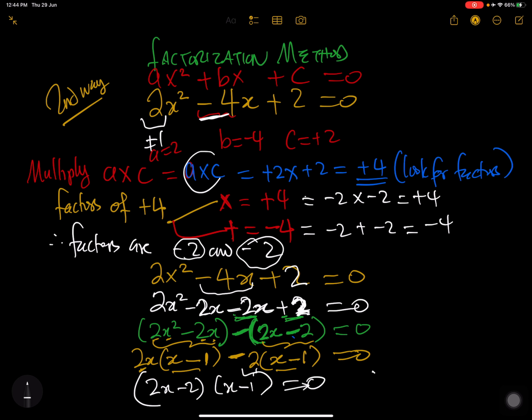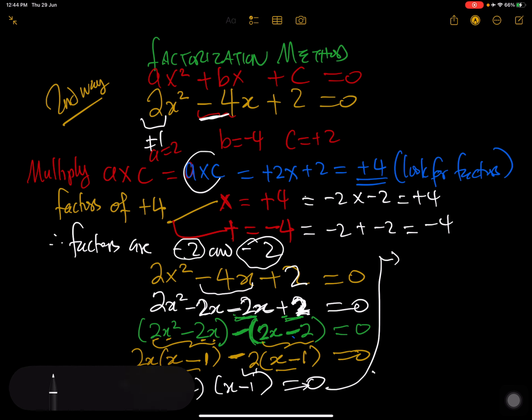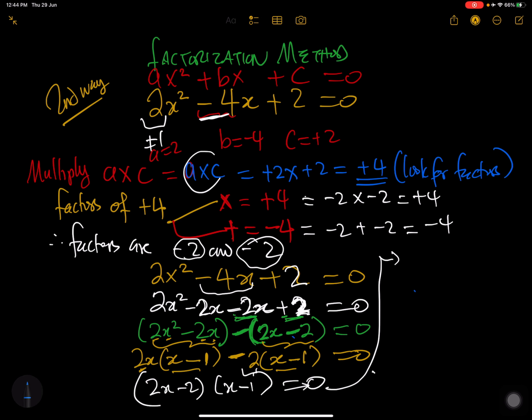equal to 0. Now we're going to have what we look for. We're going to have the 2x minus 2 in one parenthesis. Then x minus 1 is equal to 0 in another parenthesis. We're going to have 2x minus 2 is equal to 0, or x minus 1 is equal to 0.